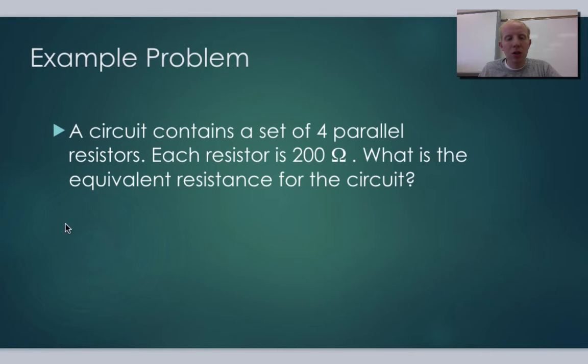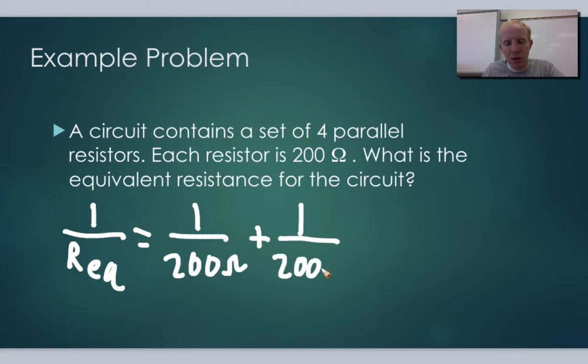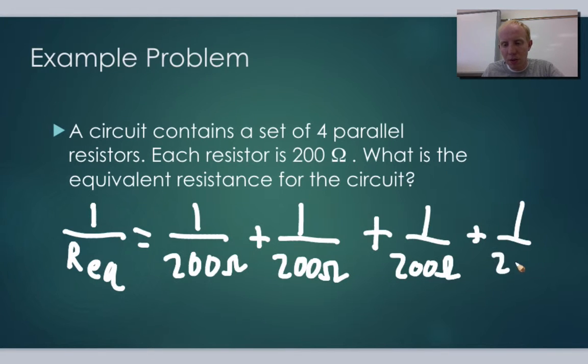So a circuit contains a set of 4 parallel resistors. Each resistor is 200 ohms. What is the equivalent resistance for the circuit? Because these are in parallel, we're going to have to add them using the parallel equation, with the resistances on the bottom of the fractions. So 1 over the equivalent resistance is equal to 1 over 200 ohms plus 1 over 200 ohms plus 1 over 200 ohms plus 1 over 200 ohms.